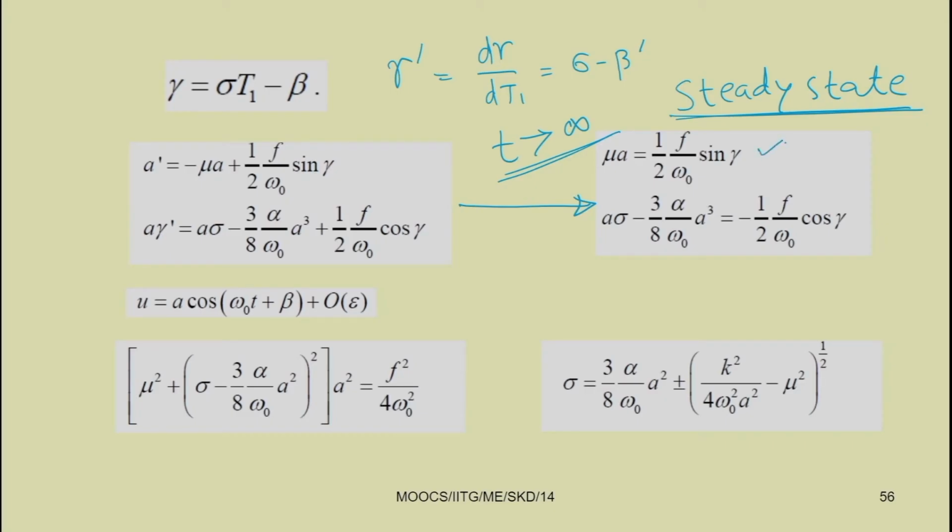Now, by squaring and adding these two terms, we can get this equation, that is mu square. So, mu is nothing but your damping parameter. So, mu square plus sigma minus 3 by 8 alpha by omega 0 a square, whole square, into a square equal to f square by 4 omega square.